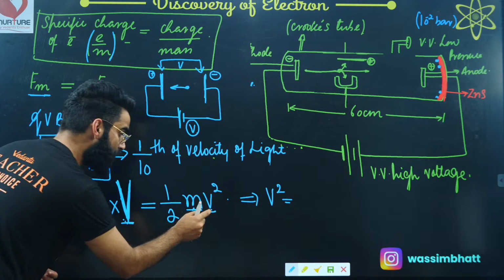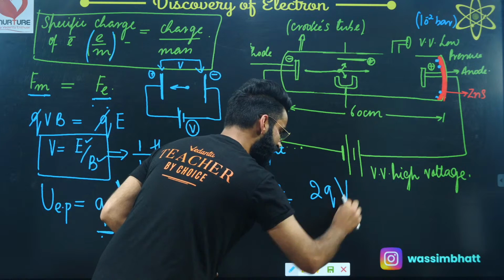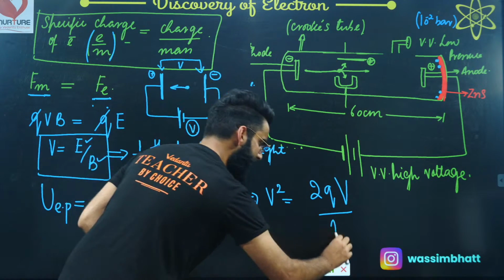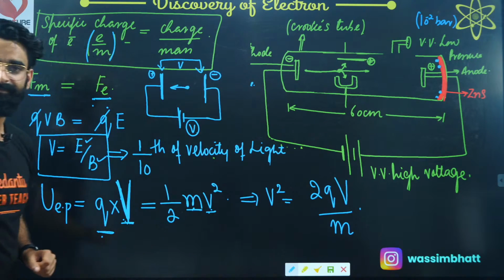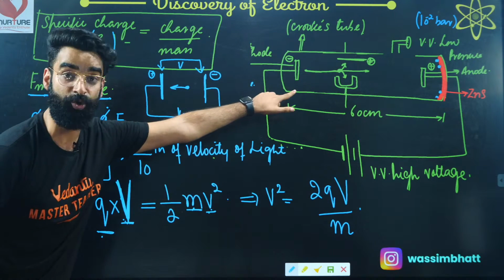So people, from here, can I get the value of v square? This v square is simply going to be equal to q multiplied by capital V, divided by m. What is this v? v is the velocity with which the electron is moving in the discharge tube, basically.